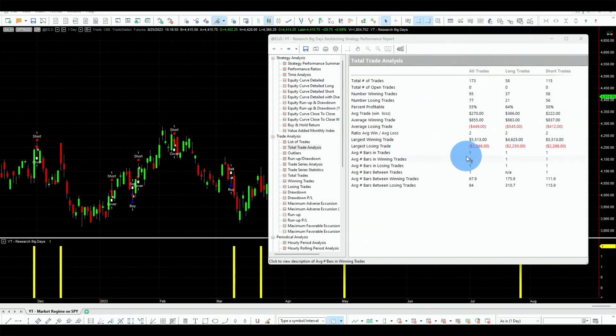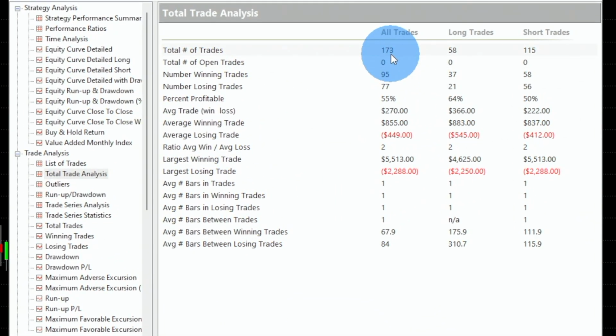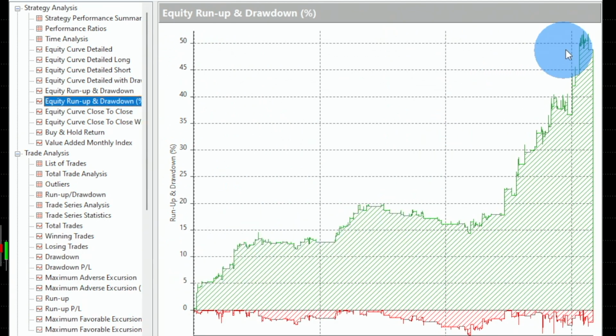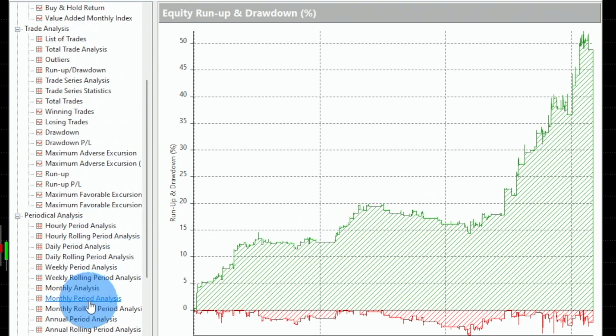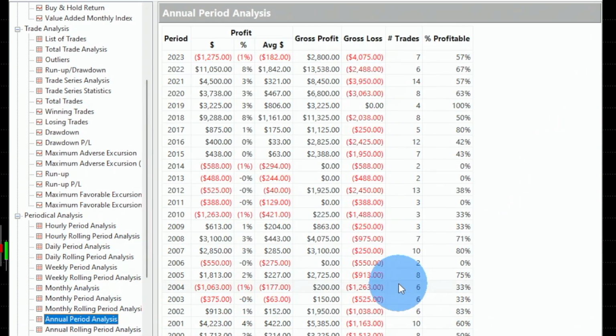So here are the 2 strategies combined. It's a total of 173 trades and we're making 270 on average. Both the short and long are making good money and we have more trades on the short side. And this is how the strategy looks like, which is really good. We're going up all the time. And if we look at the annual period analysis, as you can see, by paying attention to the market you are trading, you can find patterns and you can easily test them and build strategies around them.